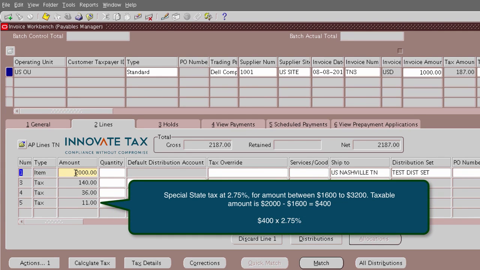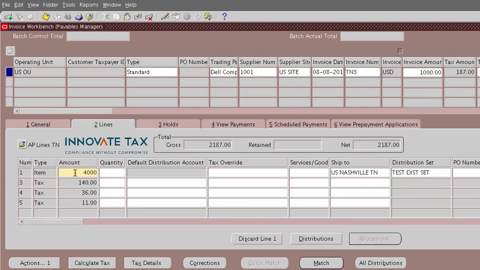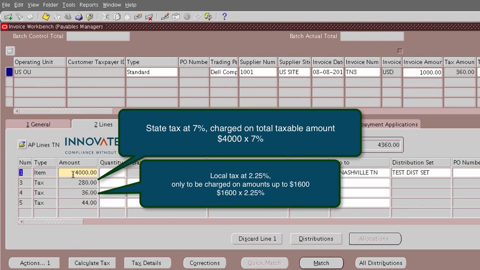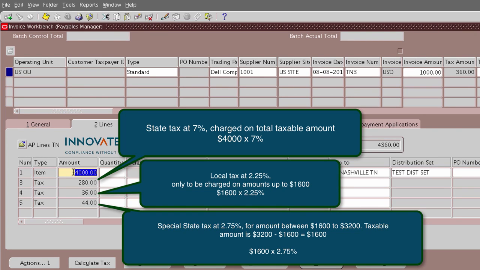Finally, there is a special state tax due for the amounts between $1,600 and $3,200. With our example, that means that the special tax for the state is charged on just $400 of the line amount. Now let's put in $4,000. The state tax increases as its taxable base is always the total line amount. The local tax is the same as before, because it is still capped at the $1,600, but the special tax for the state has increased, but it's only changed for the amounts between $1,600 and $3,200, so the taxable base amount for this special tax is $1,600.